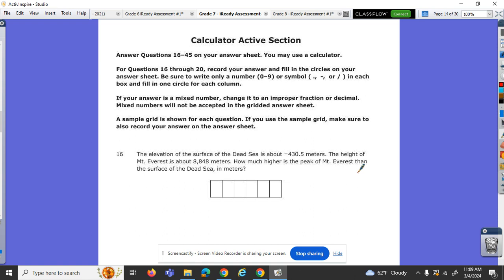We're going to start with our calculator active part today. So take a look at question 16. The elevation of the surface of the Dead Sea is about negative 430.5 meters. The height of Mount Everest is 8,848 meters. How much higher is the peak of Mount Everest than the surface of the Dead Sea in meters?